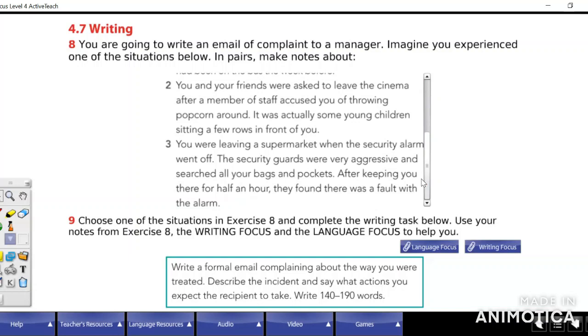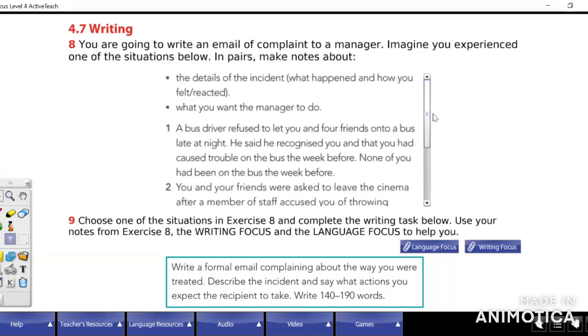So 3 situations, you have to pick one, the one where you think, oh, I can think of a couple of things, like I said at the beginning, give me some more details and what you want the manager to do. Then write a formal email complaining about the way you were treated, or a formal letter. Describe the incident and also mention which actions you would like to happen.